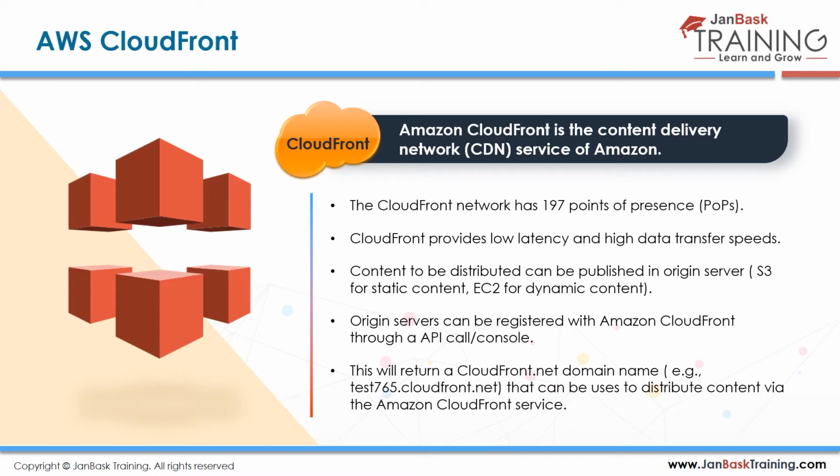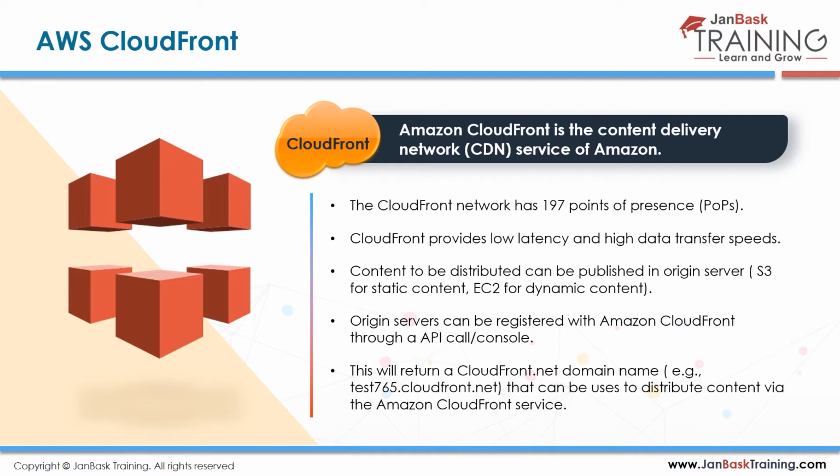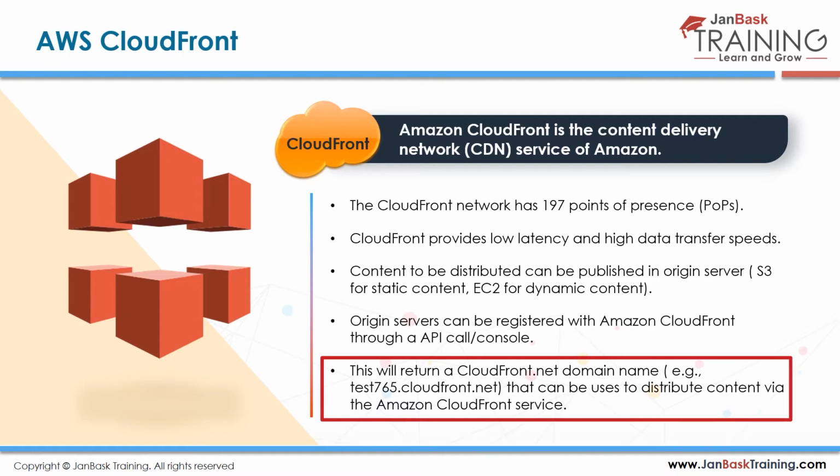Whenever a user wants to access your content, he's essentially accessing a copy of it, rather than accessing the real thing, right? So an origin server can be registered with AWS CloudFront through an API call or the console. You can do it via CLI, you can do it via console, and this will return a cloudfront.net domain.